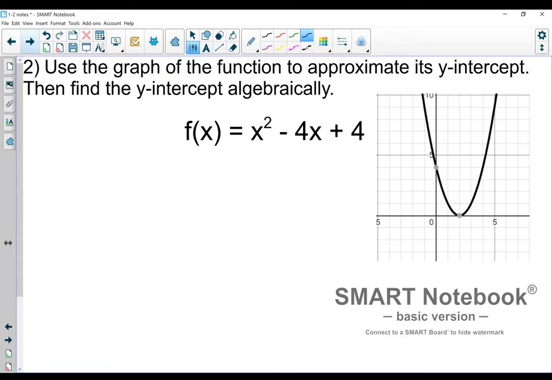So we're just continuing to analyze graphs today. The first one, we're asked to approximate the y-intercept. A y-intercept I can tell right from my graph, it's where I cross my y-axis. So this would be at 4.